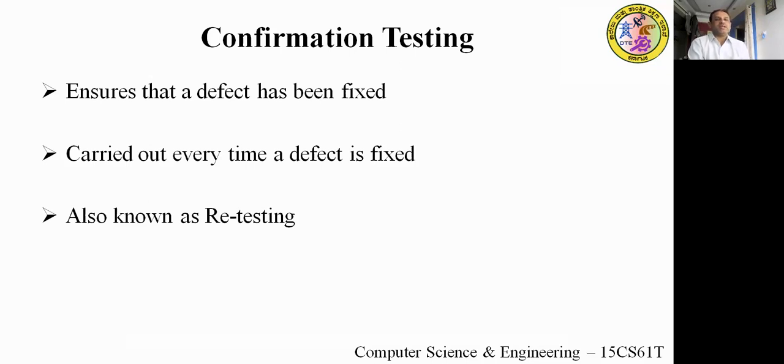So confirmation testing is: you identified the bug and informed the developer, and the developer might have removed it. So you need to check once again that the bug has been removed. That is what we call confirmation testing. It is also called retesting. You are doing the testing once again to ensure that the bug identified earlier has been removed. That is what we call confirmation testing.